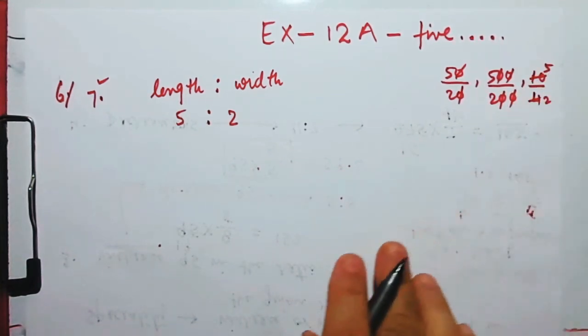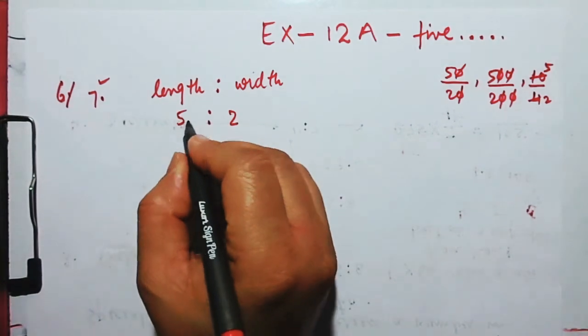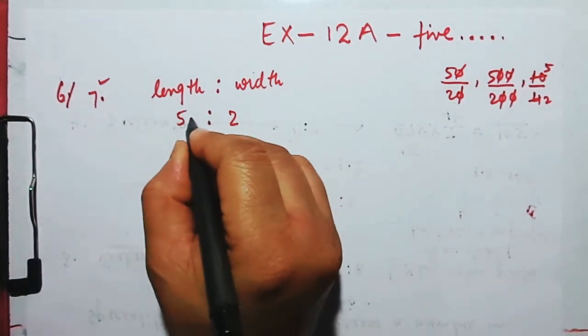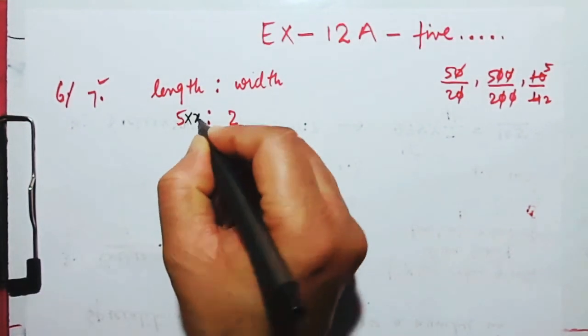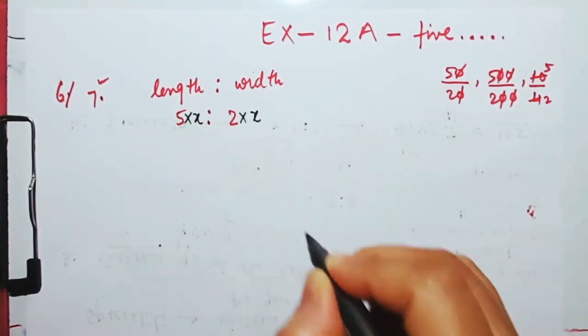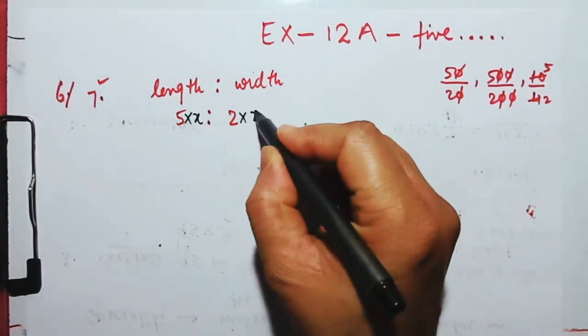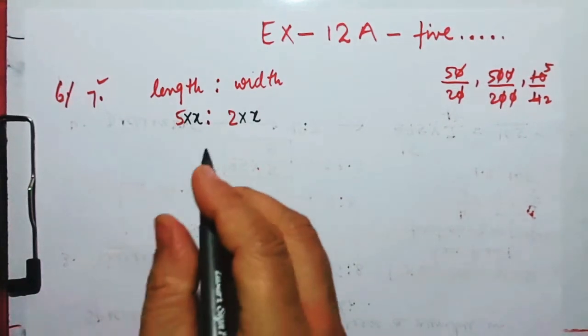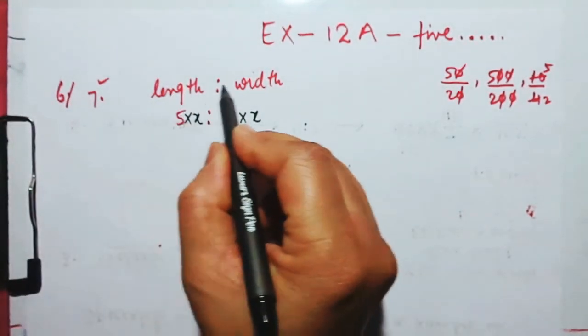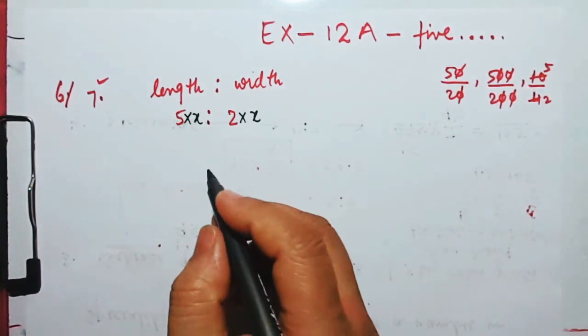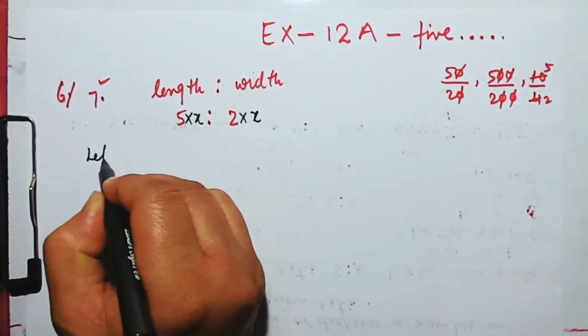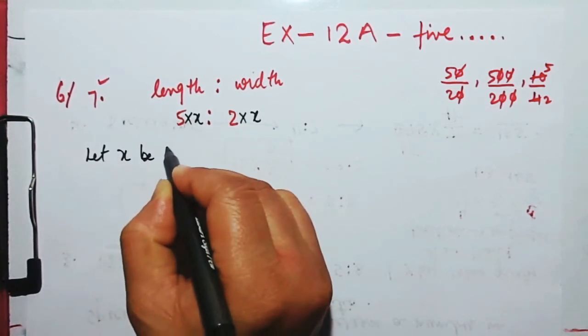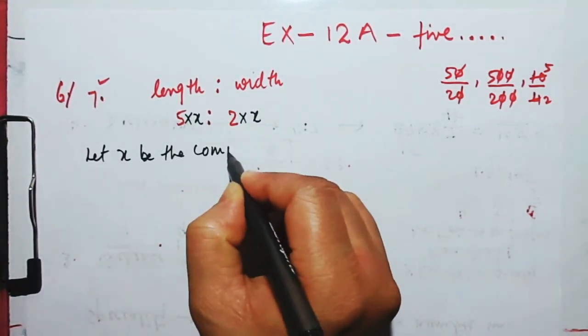This means we are not sure what common factor it has. Until you remove the common factor, only then you get the ratio. Clear? So we are not sure what the common factor is. In this case, what are we going to do? When length and width is given as 5:2, then we say that let x be the common factor.